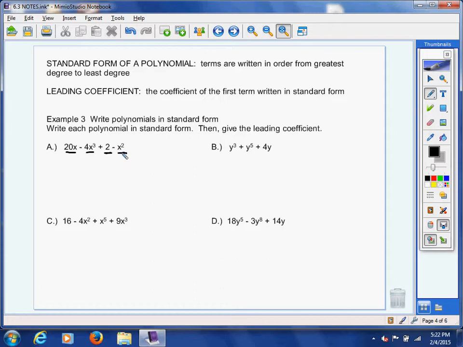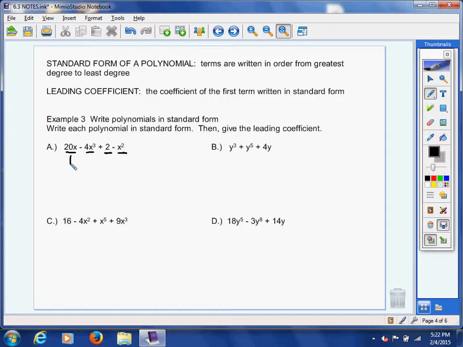Now 20x, let's start here. Remember, the degree of 20x is 1. Now remember, why is that? Well, you focus in on the x. What is the exponent on the x? Yes, an understood 1. That is the degree of 20x, whatever the exponent says, okay?